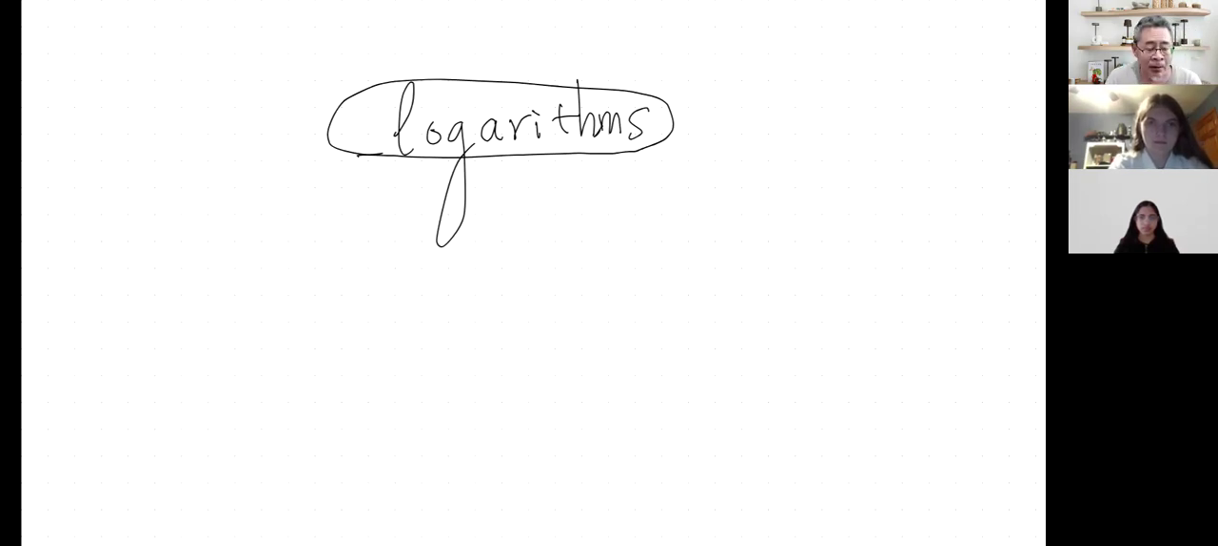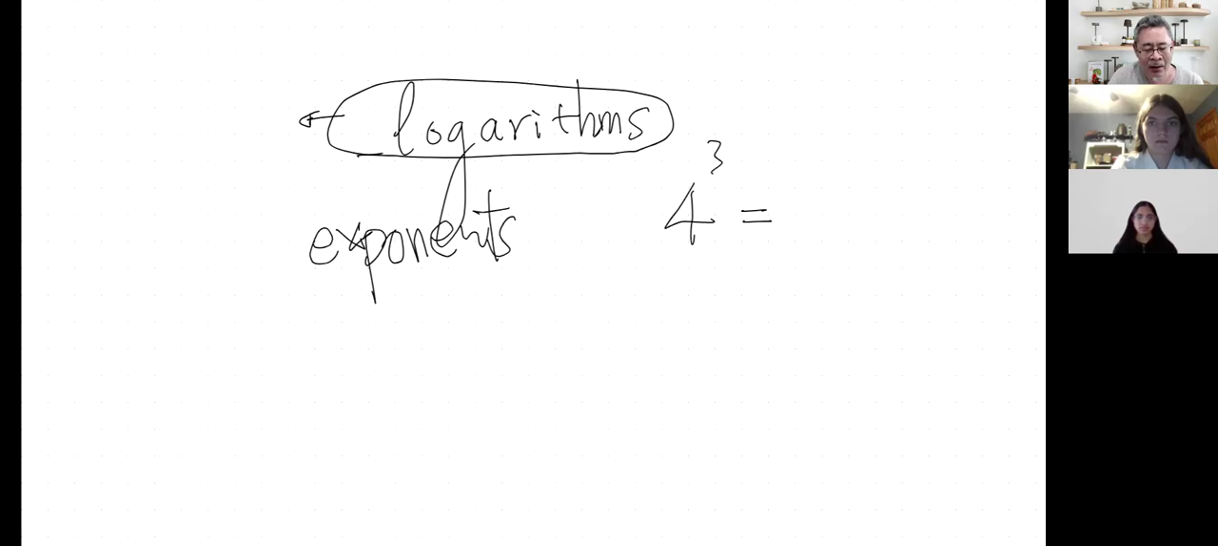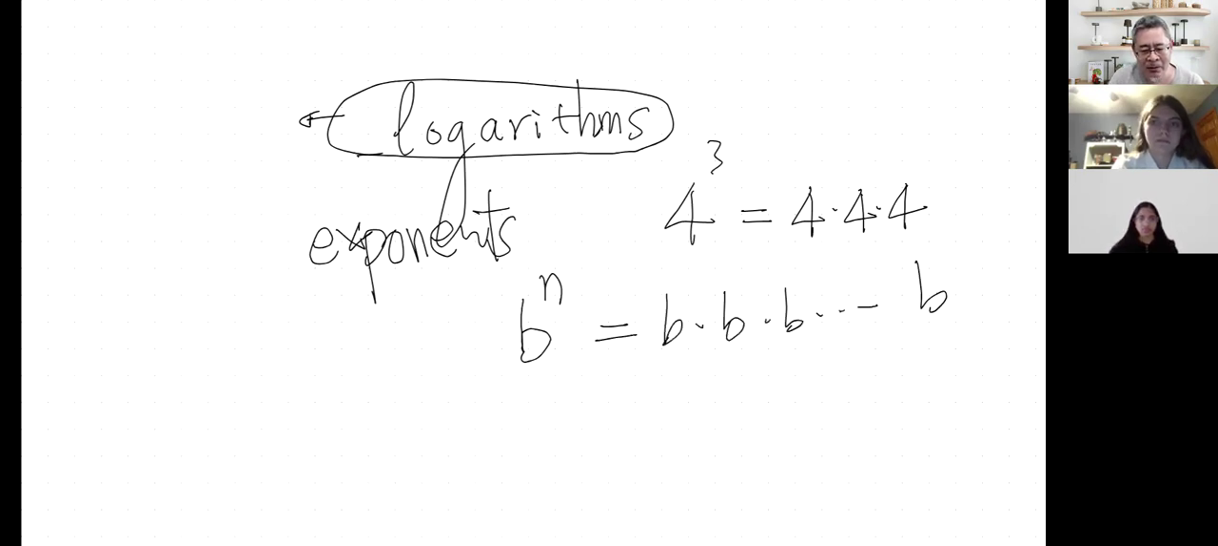Now, before we do the logarithm, we're going to do a little bit of review on exponents because they are related. Exponents: we know that when we write something like 4 to the third, that simply means 4 times 4 times 4. In general form, if we have b to the nth power, it just means b times b times b, with n b's multiplied together. So that's the definition of exponent.